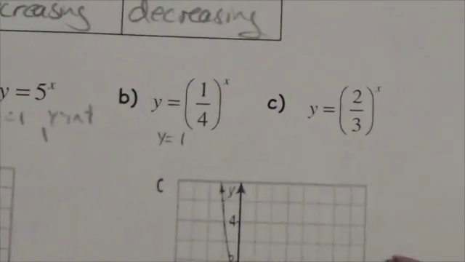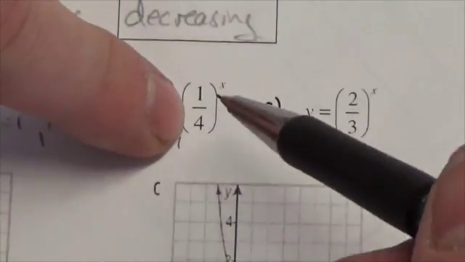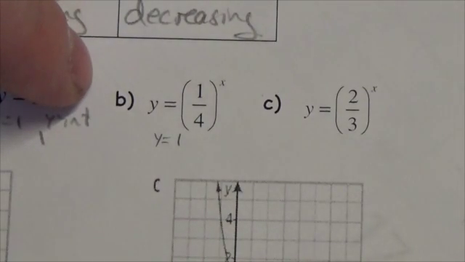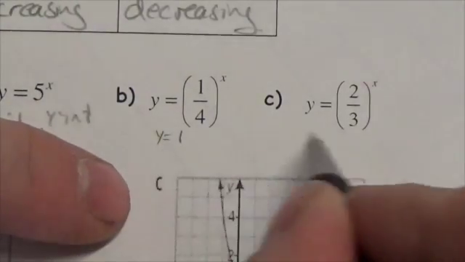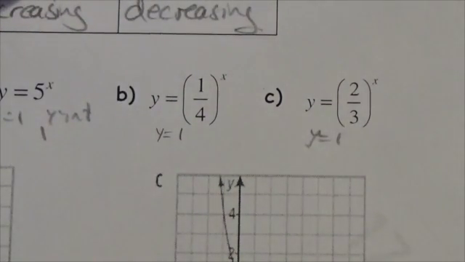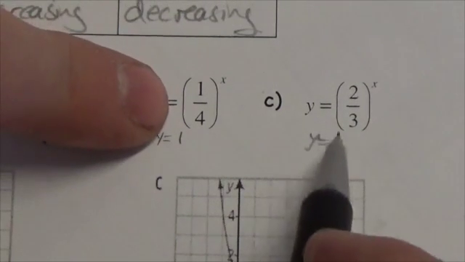Okay, so now let's take a quick look at these two together because they're apparently very closely related. Oh, look at this. 1/4 to the x, 2/3 to the x. Okay. So we've got y equals 1 as our y-intercept here. The difference is the bases. Okay, the difference is the bases. Now, what this means is we have to compare the graphs.